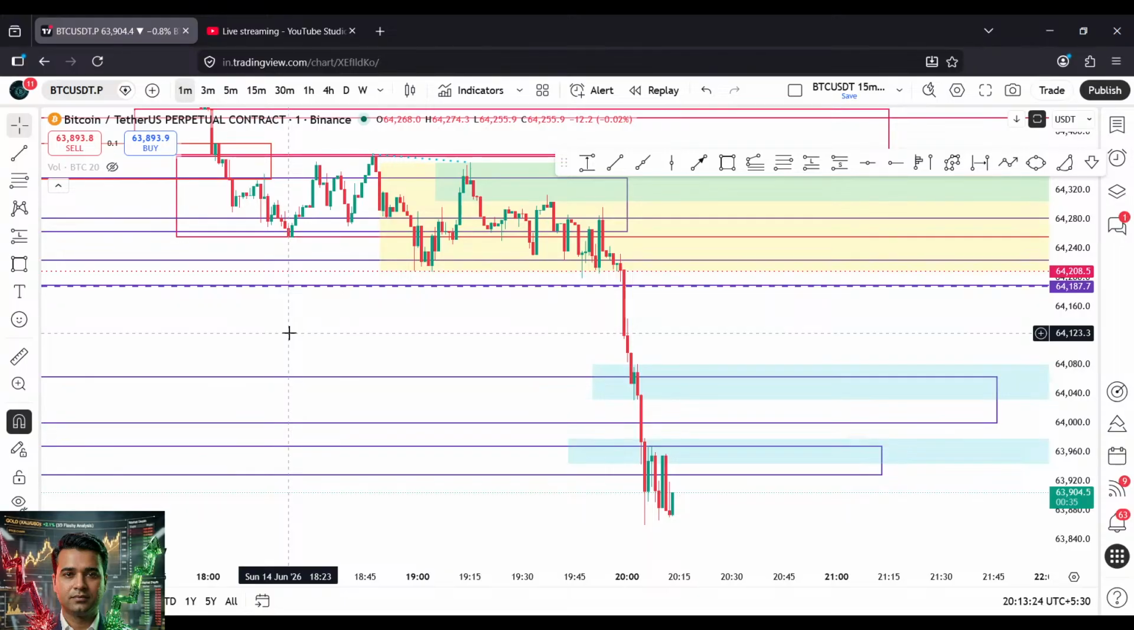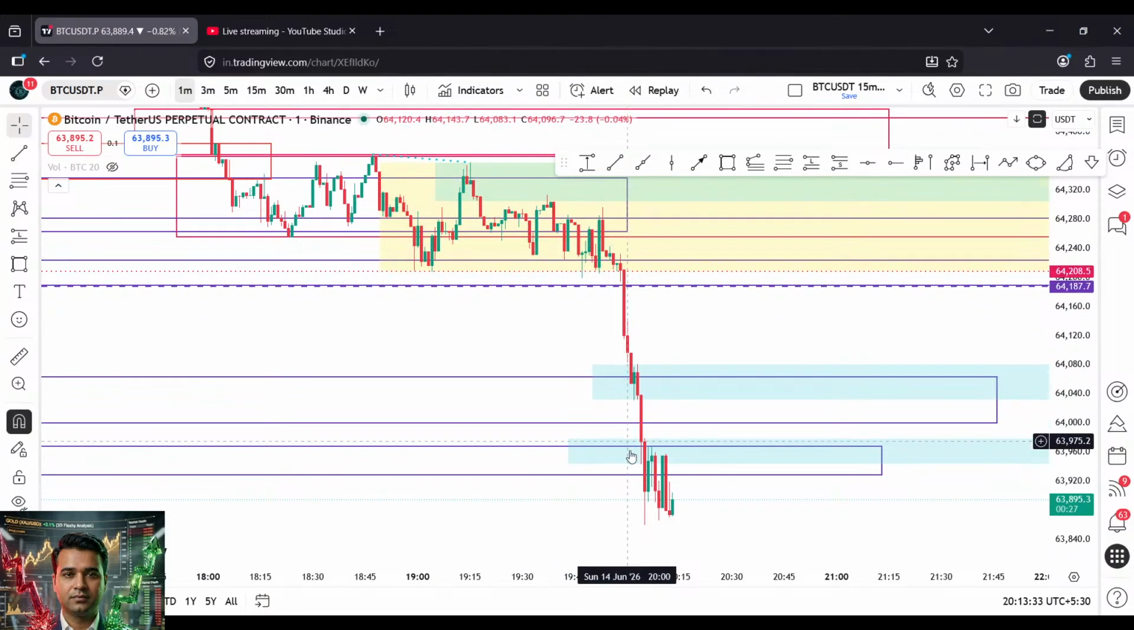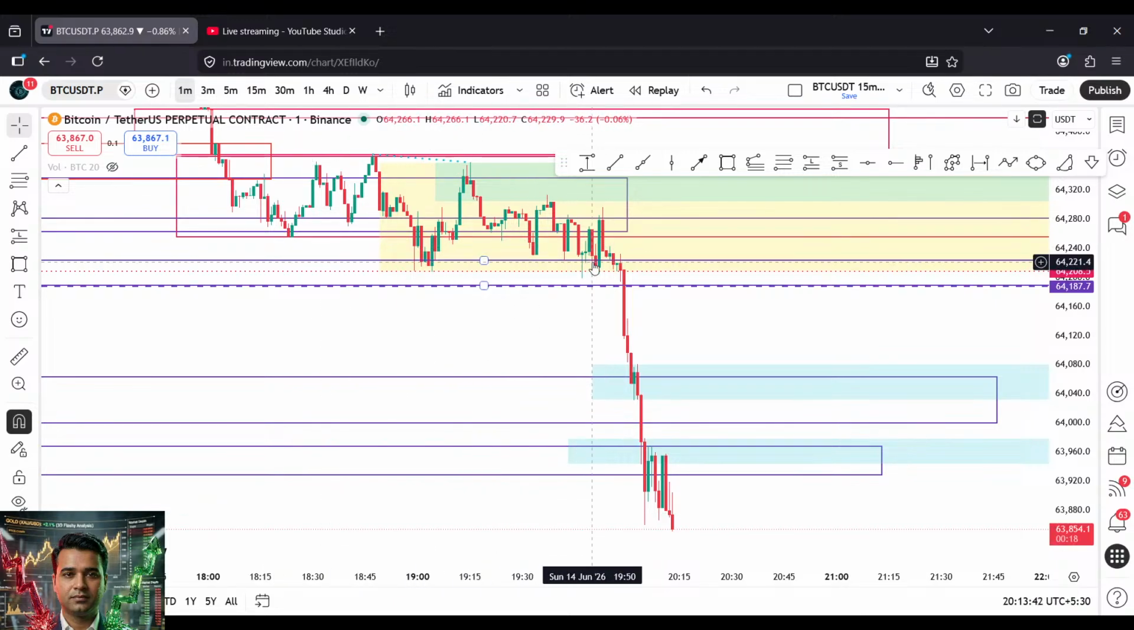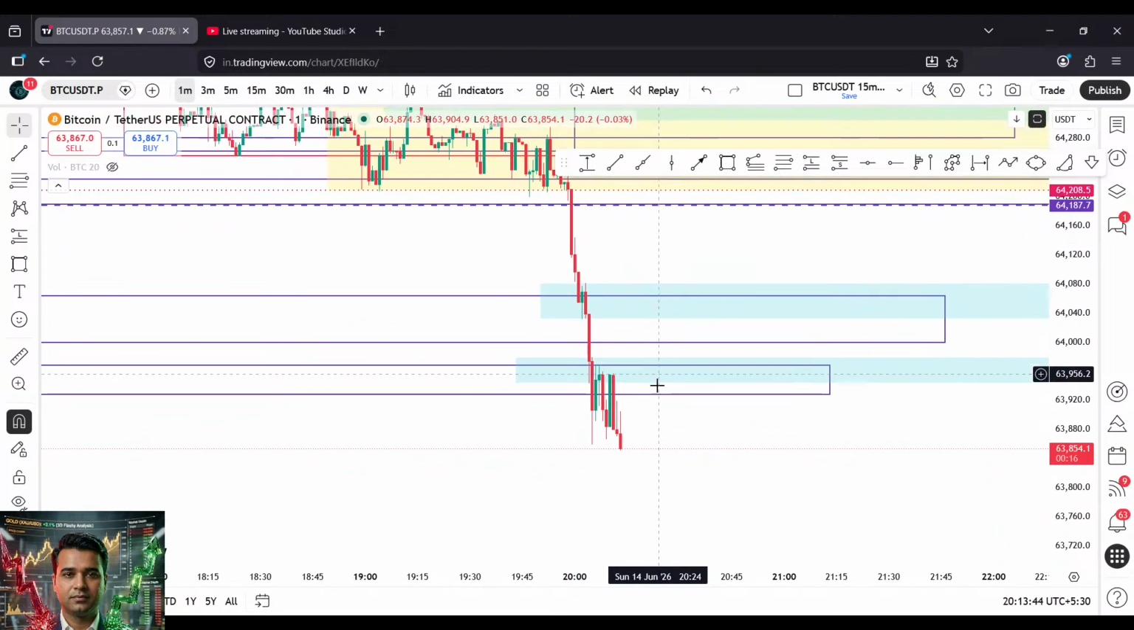Again chopping, again a waiting game. From here to here, it was a waiting game, and then just in some minutes, this movement. Price came here. These are all waiting game things. 70-80% of the time is a waiting game.